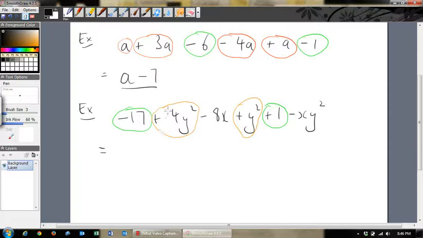So all we have to do is put things together. We've got negative 17 plus 1 is negative 16. And then we've got 4y squared plus y squared is plus 5y squared, and all the rest cannot be simplified. Minus 8x minus xy squared. And that's all you can do. You can only add and subtract like terms. So none of these remaining ones are like, so that's all you can do.